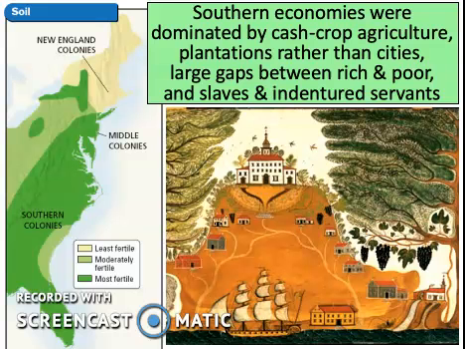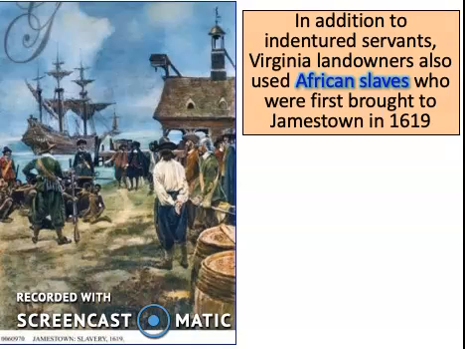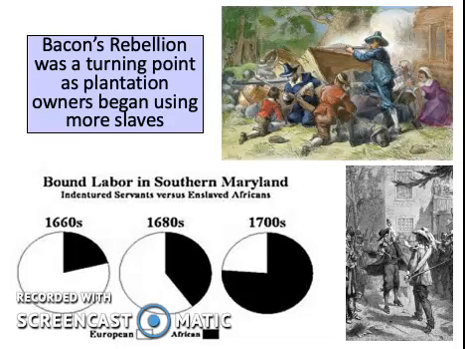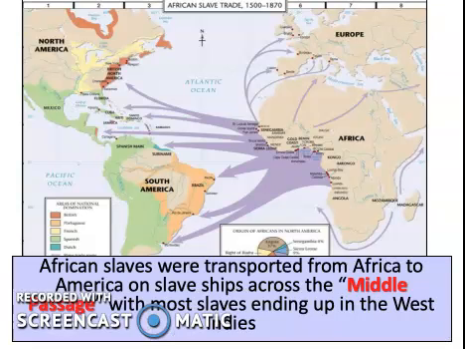In the South, though, it's dominated by cash crop agriculture, plantations, where we see these huge gaps between rich and poor. Slaves and indentured servants are much more likely to be there. They get there first in 1619, with the first African slave ships brought in. And then Bacon's Rebellion, as we mentioned before, is the really big turning point that starts to bring in more of this bound labor into places like Maryland and Virginia. And as we've already talked about, much of this labor is being brought over as a result of the Middle Passage.